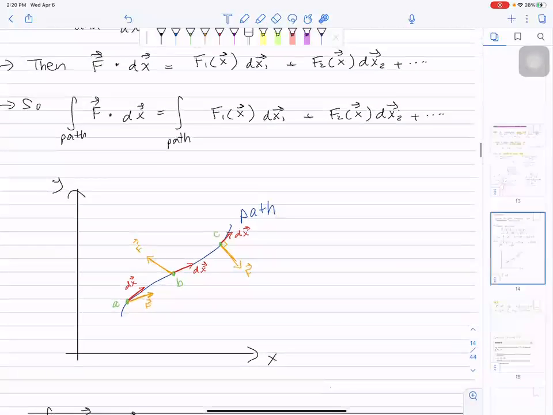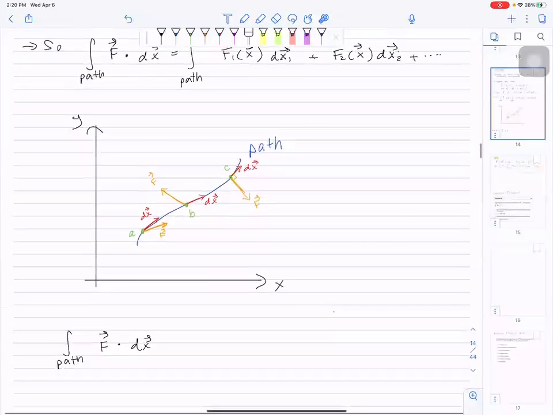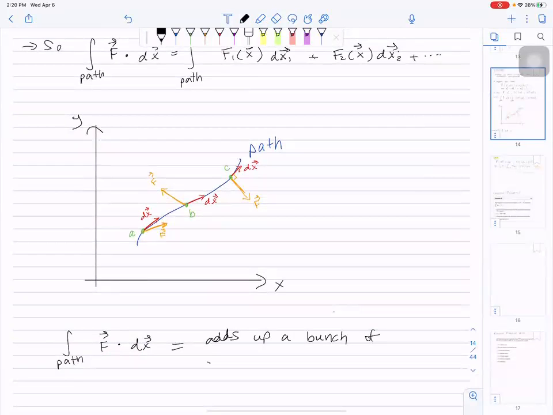So when we do the integral of this whole thing over some path, what are we really doing? We're doing the dot product of each F bar with the dx bar. So you're doing this dot product, this red one and this orange one. Plus this dot product, this orange one, this red one. Plus this dot product, this red one and this orange one. So the integral of f dot dx over this path adds up a bunch of dot products along your path.